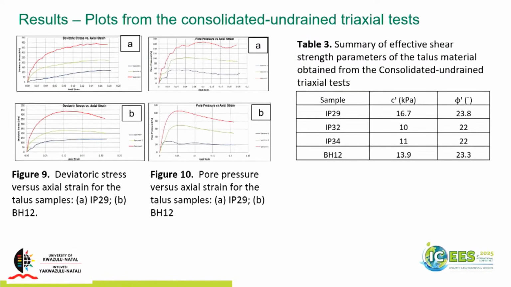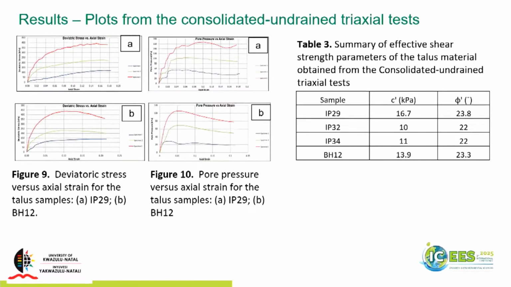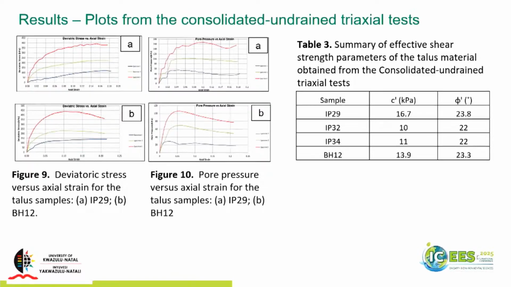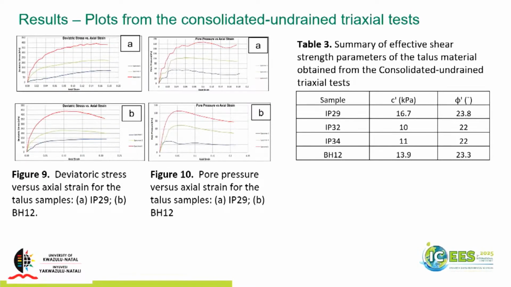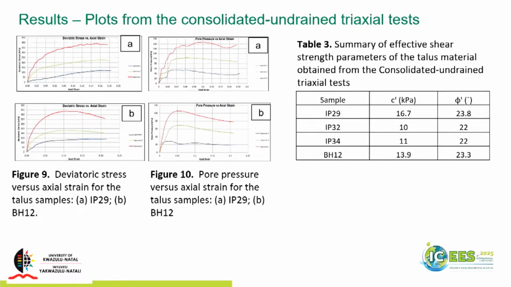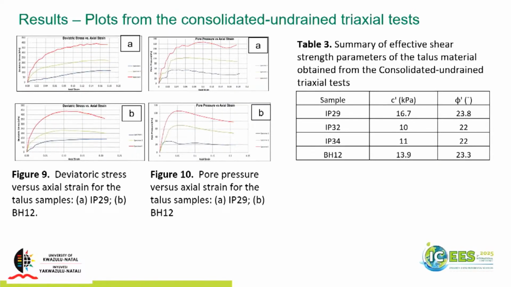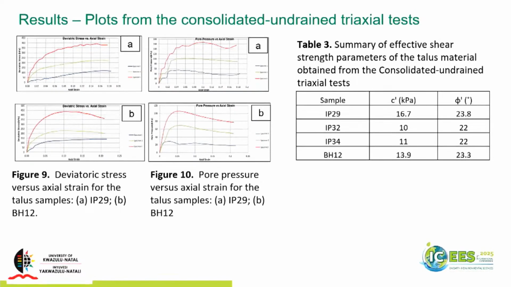In terms of the consolidated undrained triaxial test, this gives us two examples of the deviatoric stress versus the axial strain for the talus samples, as well as the pore pressures for two samples. And table 3 gives us a summary of the effective shear strength parameters from the consolidated triaxial test.